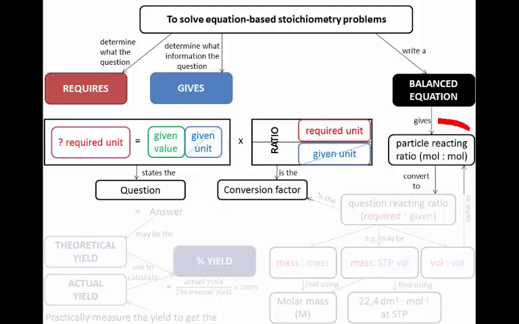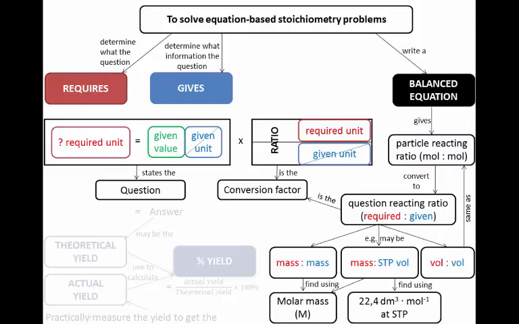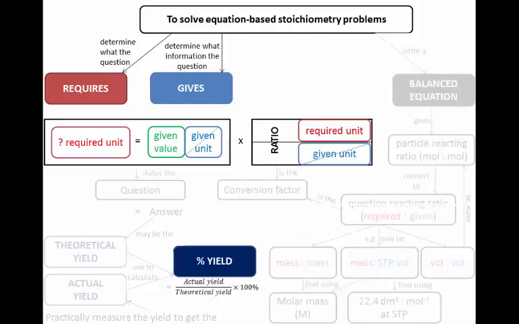The balanced equation gives us a particle reacting ratio, a mole-mole reacting ratio, which we might need to convert into whatever is applicable to this particular question. It might be a mass-mass ratio, a mass-STP volume ratio, or a volume-volume ratio. All that we've dealt with in another movie. What we want to focus on here is percentage yield: actual yield divided by theoretical yield multiplied by 100%.